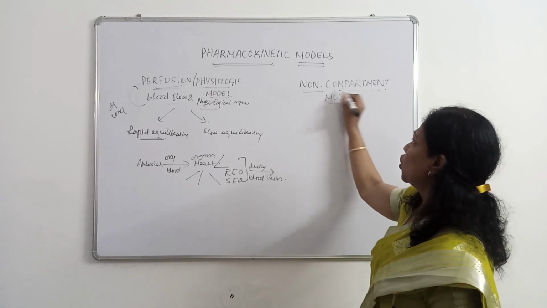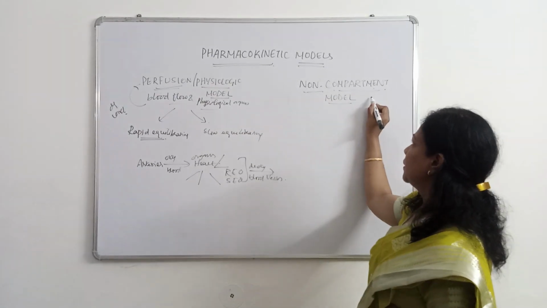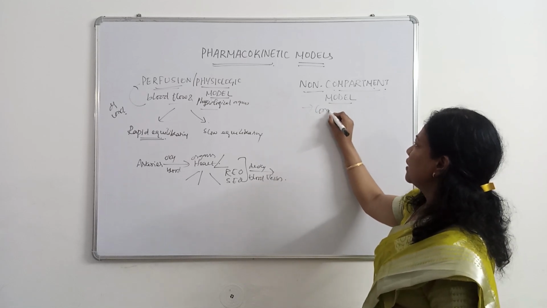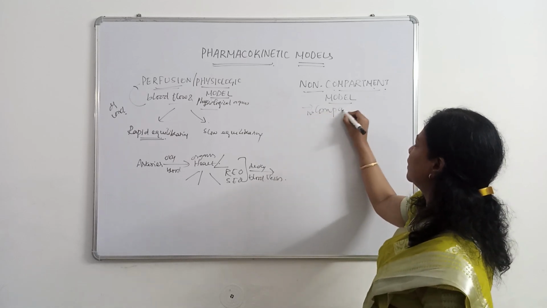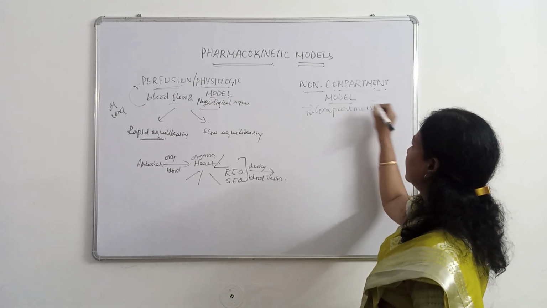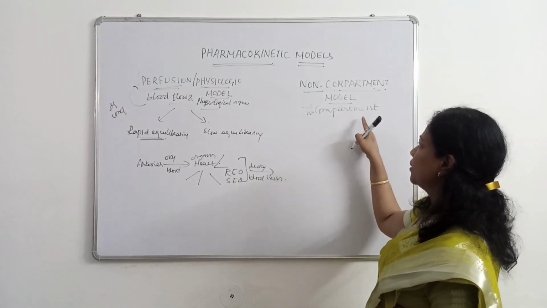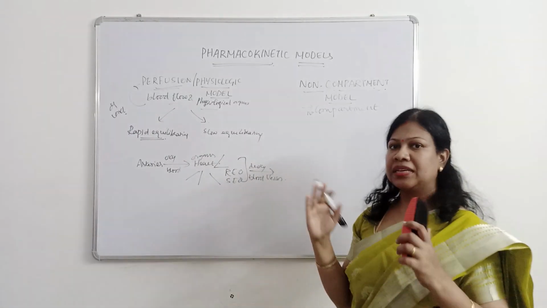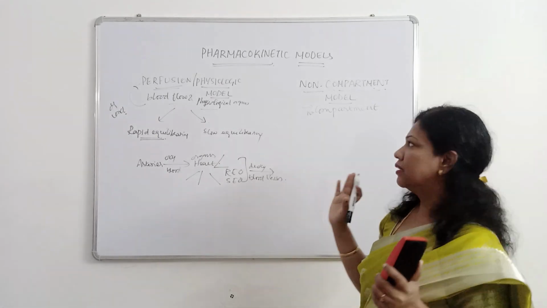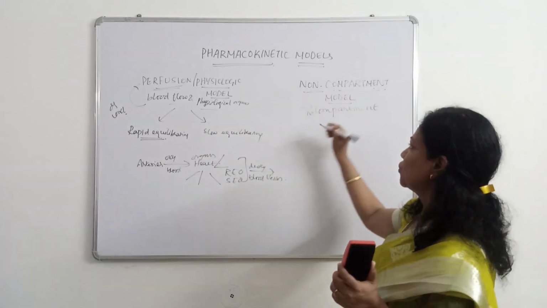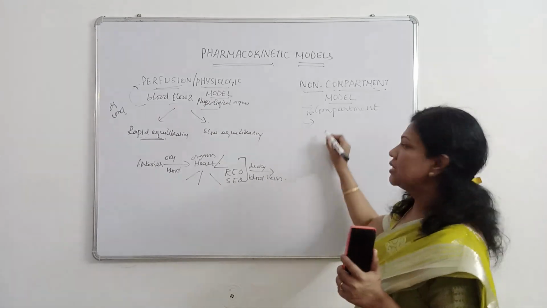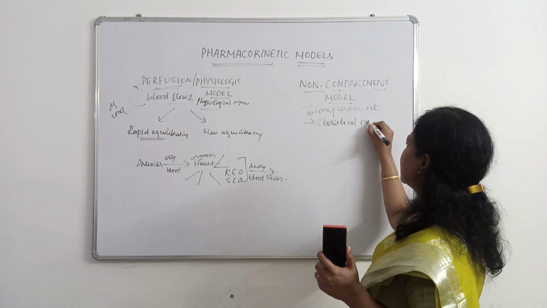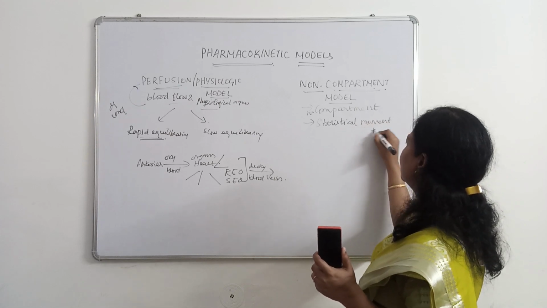As the name indicates, non-compartment means it has no compartments. I guess we discussed this in the earlier video itself. Non-compartment model means there are no compartments; it is not considered to have any compartment. Assumptions are there in this model, and it is based on statistics, that is, on the statistical moment theory.